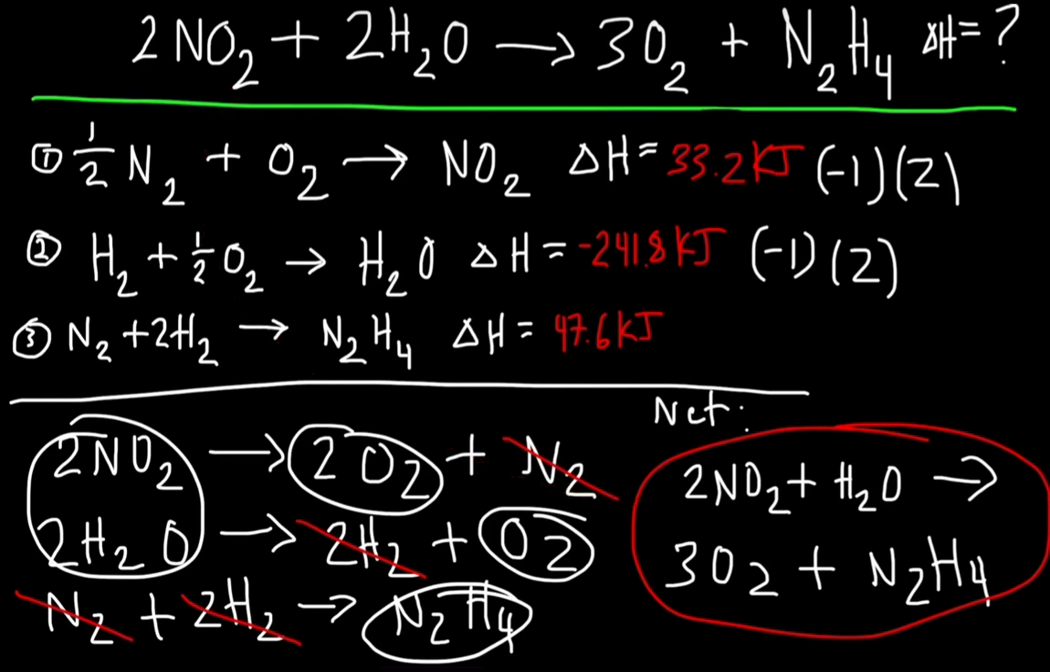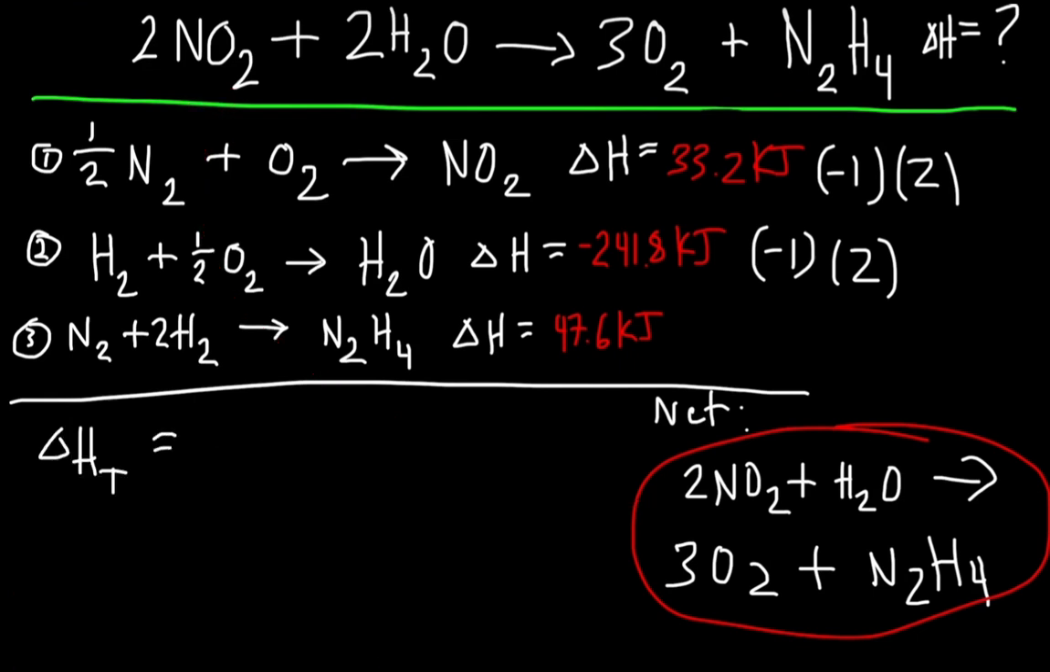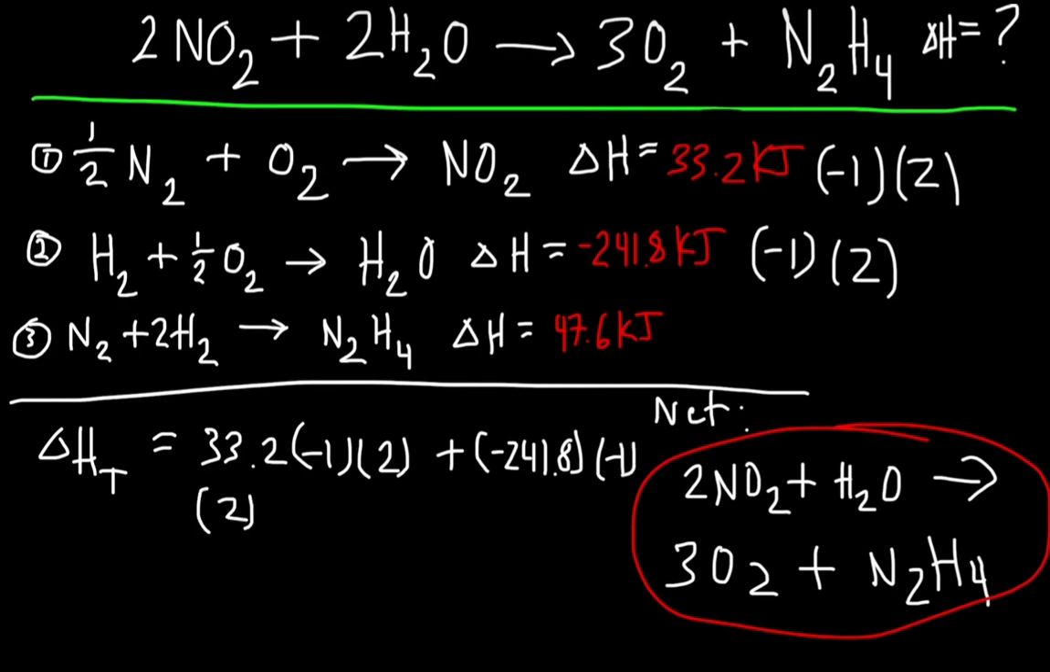We're on the right track. So now our total delta H is just going to be the sum of all these. So 33.2 times -1 times 2, plus -241.8 times -1 times 2, plus 47.6, and yes, the units are in kilojoules.